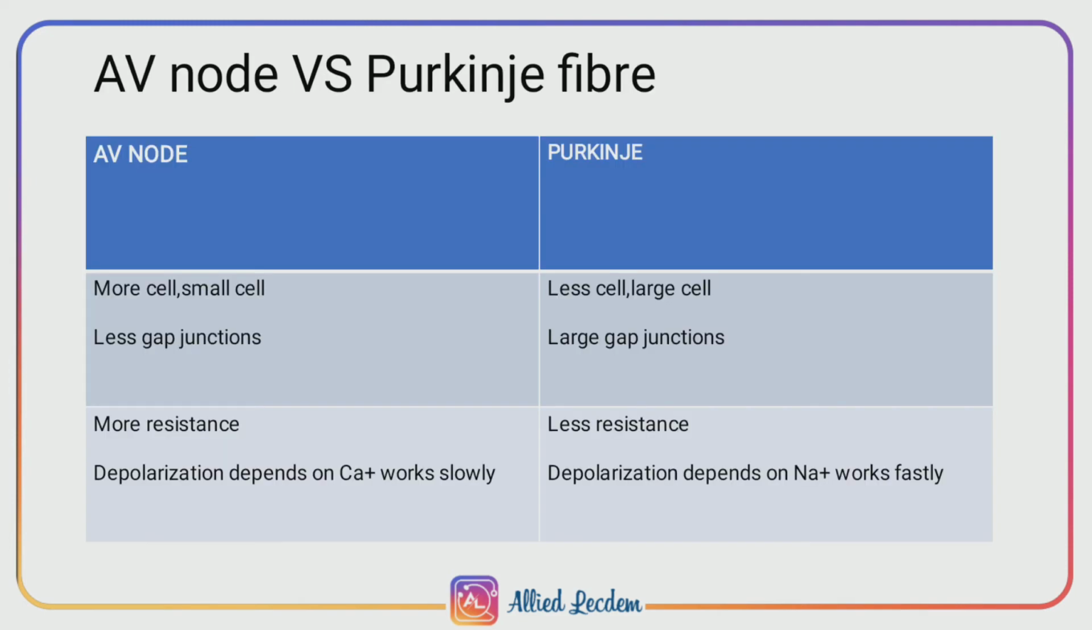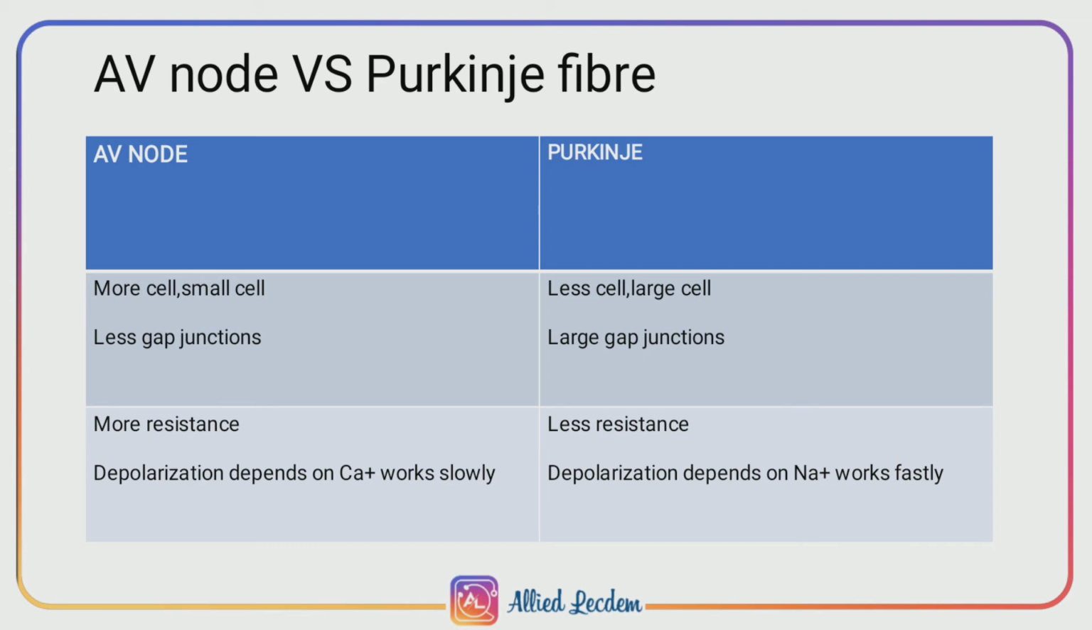Difference between AV node and Purkinje fiber. AV node has more cells and small cells, but Purkinje has fewer cells and large cells.